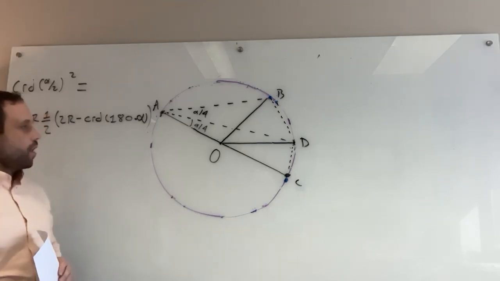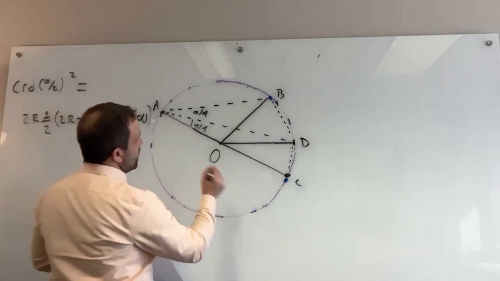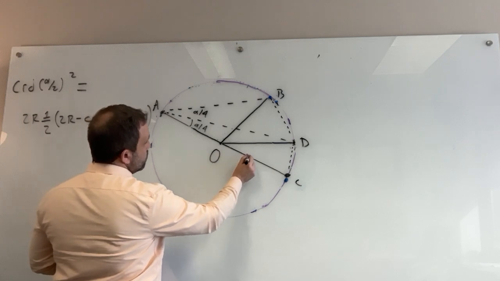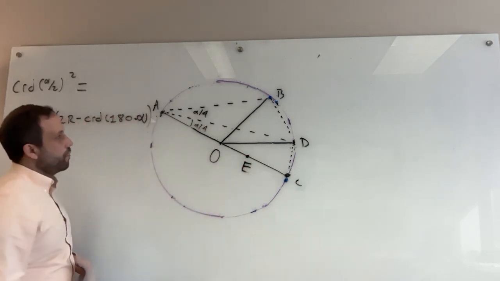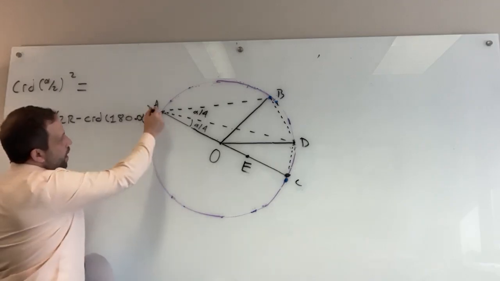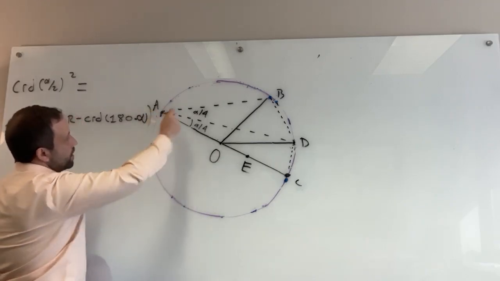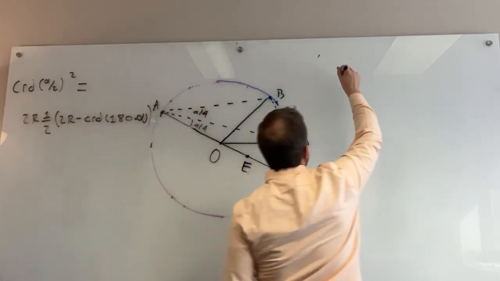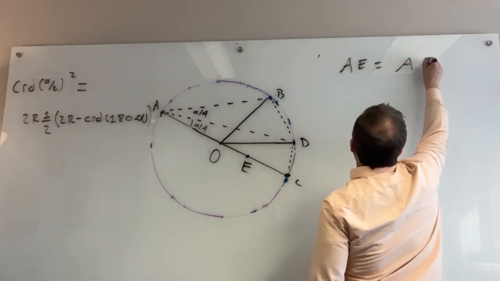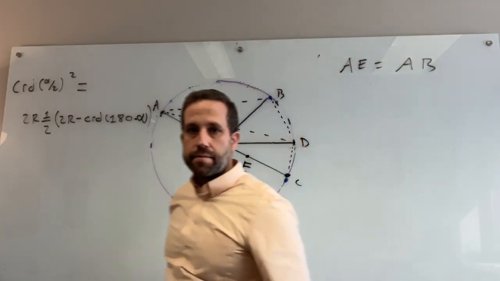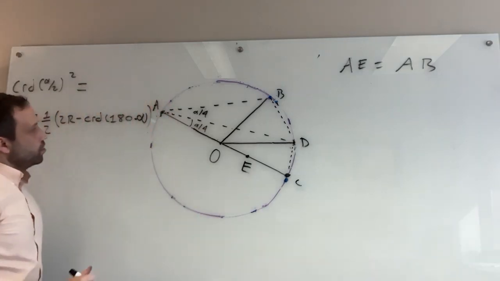Now the next thing that I want to do is pick a point E on this line right here, and I am picking the point so that AE, the line segment from A to E, has the same length as the line segment from A to B. So AE is equal to AB.